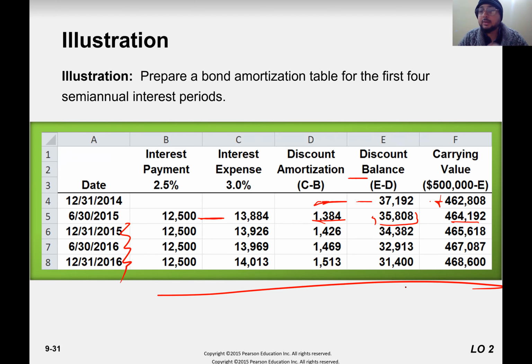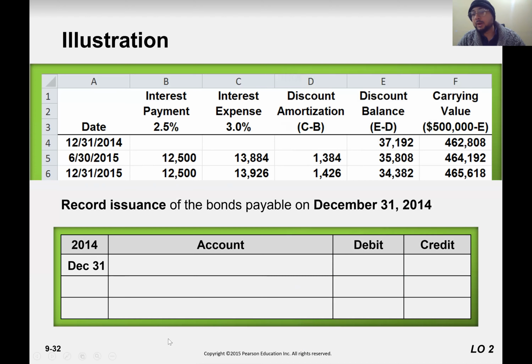But the entries are going to be, first, record the issuance when the bond is issued. When the bond is issued at a discount, this is the issue at discount, and this is the carrying value. When you issue the bond, you receive cash. How much cash do you receive? 462,808. So cash received.